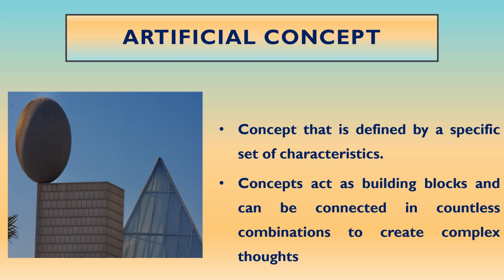It is a concept that is defined by a specific set of characteristics, various properties of geometric shapes. For example, squares and triangles are artificial concepts. A triangle always has 3 angles and 3 sides. A square always has 4 equal sides and 4 right angles. And the mathematical formulas, like the equation for area, are artificial concepts. They are defined by a specific set of characteristics that are always the same.